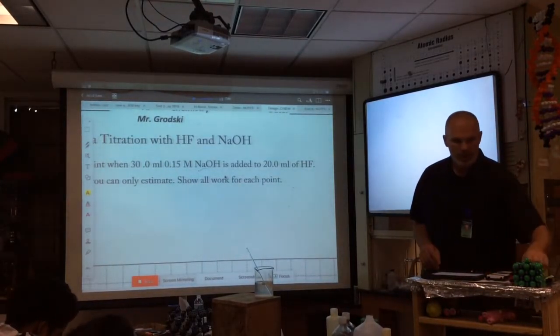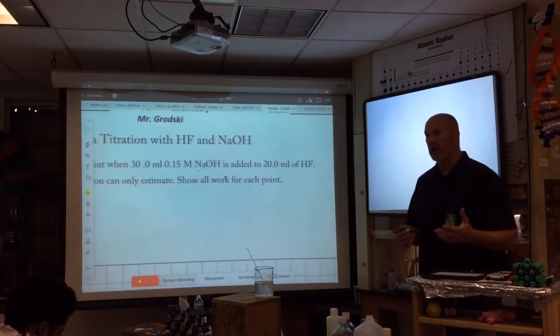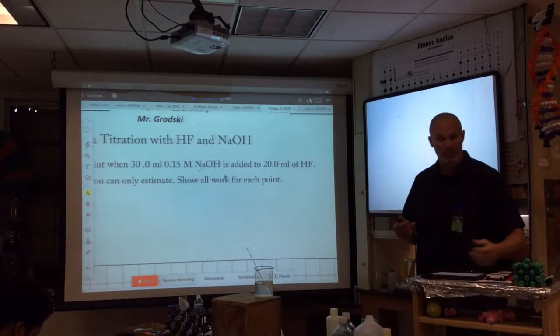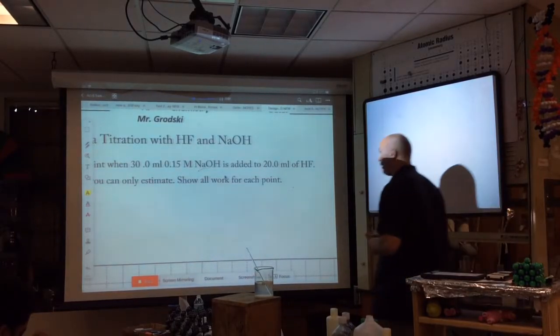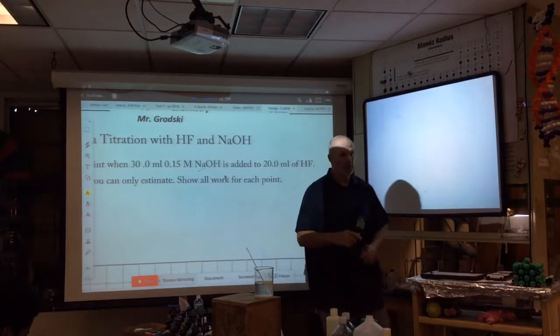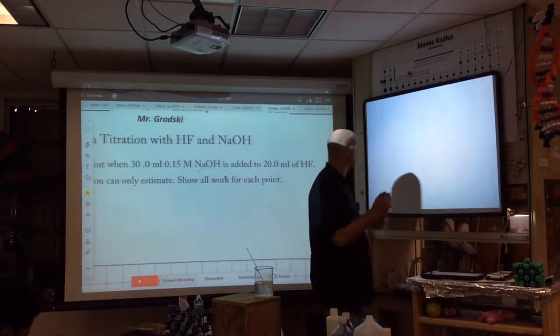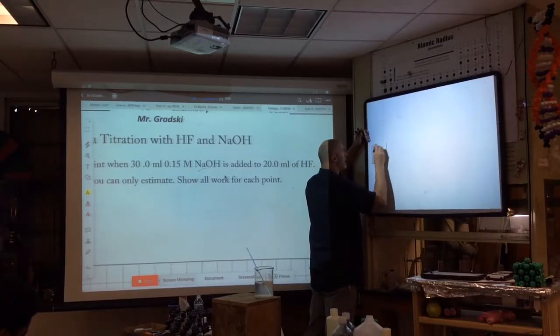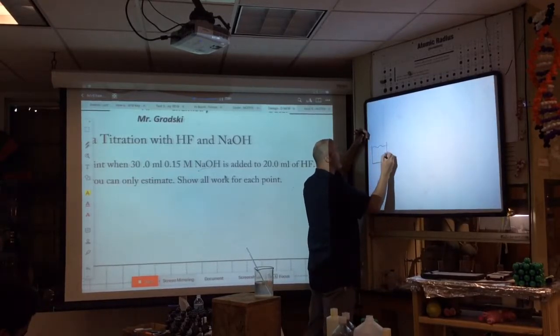Now, it's really sometimes important to write what's happening, because sometimes you don't know what's in the burette and what's in the beaker. Okay? Sometimes I'll use verbiage. Now, I'm adding this to HF. So I've got myself a beaker. And sometimes it's really helpful to just draw a simple diagram. So there's my beaker. And in my beaker, I'm going to have HF.